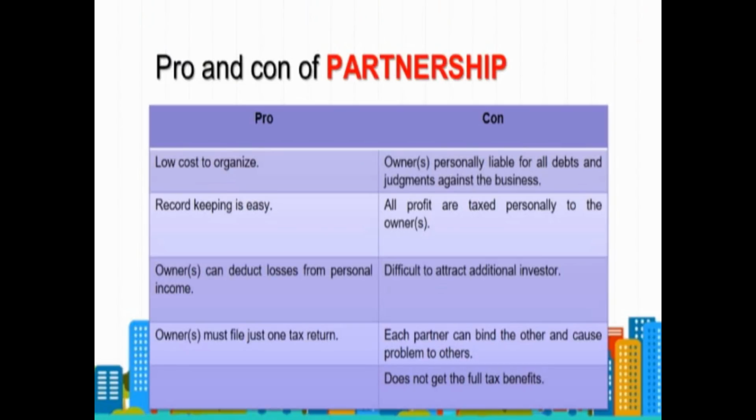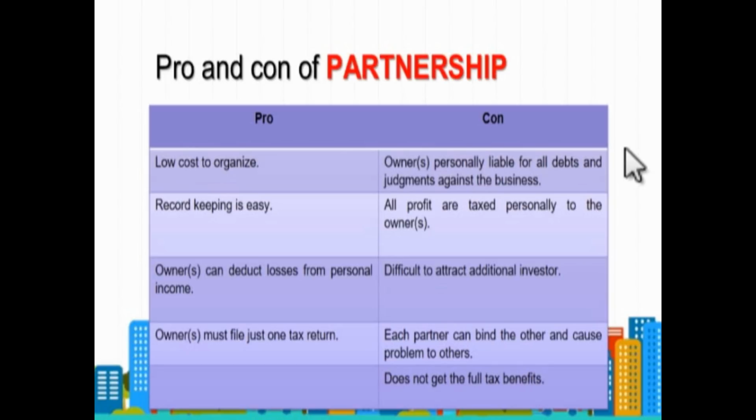Okay, so these are the advantages and disadvantages of partnership. Okay, the advantage is partnership is still a type of company that is low cost to organize. Okay, kita tengok sini memang mudah lagi lah nak organize dan cost yang diperlukan pun agak rendah. And then record keeping is quite easy lah, dia tak ada lah seteruk macam corporation. Okay, owner can deduct losses from personal income. This one kita kata the advantage is bila kita kena buat dua tax kan, so kita boleh deduct loss from personal income lah. Owner must file just one tax return. So owner tu dia hanya perlu file satu je dekat LHDN, sama ada personal income ataupun business income. So salah satu pun dah cukup.